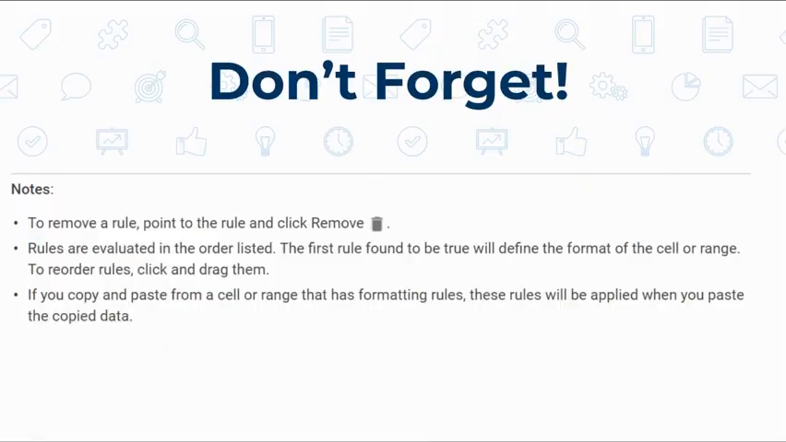If you're choosing to use conditional formatting, don't forget that to remove a rule, you can point to the rule and click Remove in the conditional formatting window, and that rules are evaluated in the order they're listed. If the first rule is found to be true, that'll define the format of the cell or range, and you can reorder the rules in the conditional formatting window. And if you copy and paste from a cell that has formatting rules, those rules will be applied when you paste the copied data. So you can make some templates and duplicate them and have beautiful colors for your data in the future.